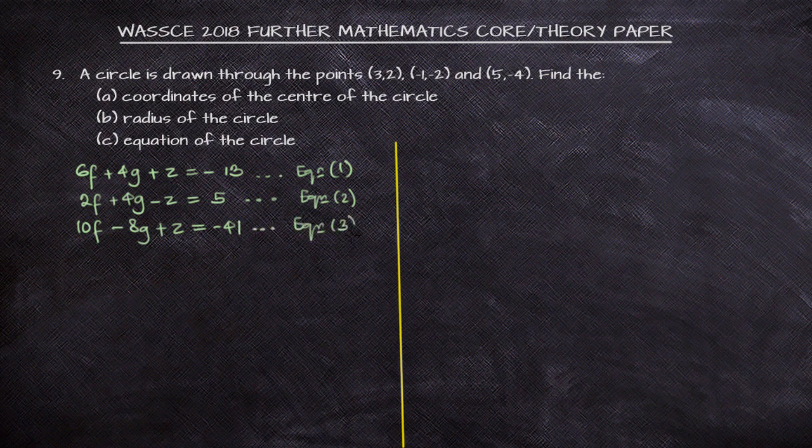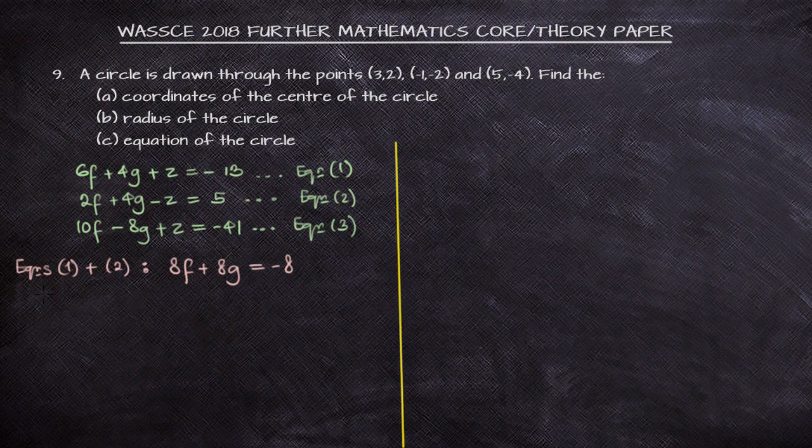So here we have our 3 equations, and when we are solving a simultaneous equation in 3 variables, there are quite a number of ways. What I want to do is eliminate one of the variables. So if I take equations 1 and 2, because I want to eliminate z, I'm going to have 6f plus 2f is 8f, 4g and 4g is 8g. The z plus minus z will be 0, then minus 13 plus 5 will be minus 8.